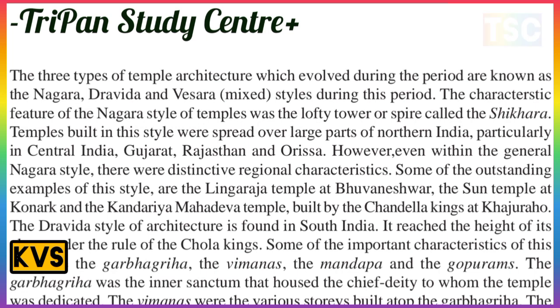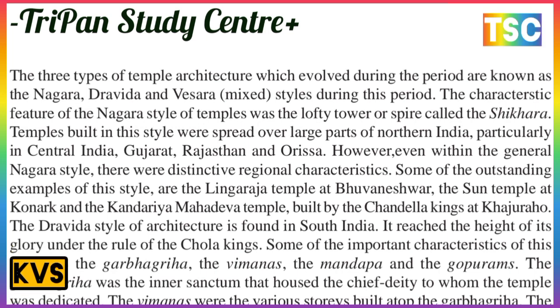The three types of temple architecture which evolved during the period are known as Nagara, Dravida and Vesara. Vesara was a mixed style during this period. The characteristic feature of a Nagara style temple was a lofty tower called the Shikhara. Temples built in this style were spread over a large part of northern India, particularly central India, Gujarat, Rajasthan and Odisha. However, even within the general Nagara style, there were distinctive regional characteristics.